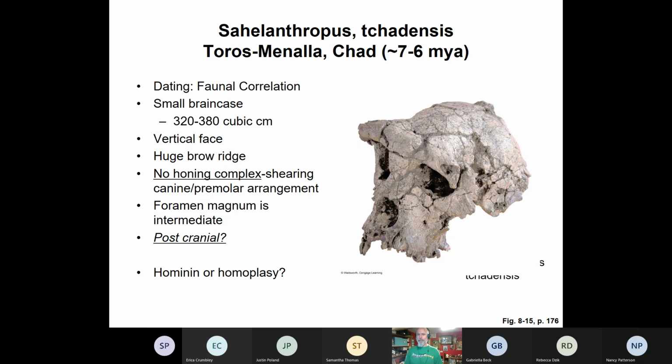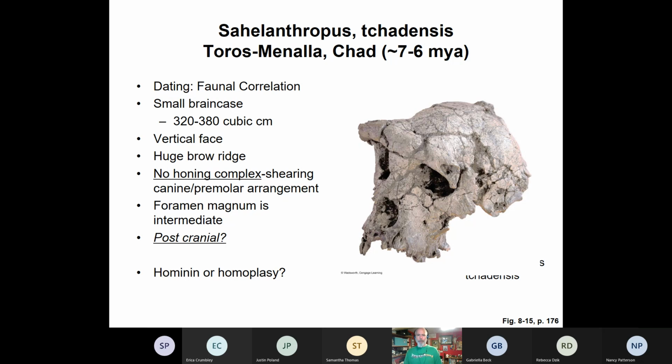So therefore, it was intermediate, somewhere in between, and that's a major signature for being able to walk upright, to develop the balance to walk upright. Interesting about Sahelanthropus is that there are no postcranial findings here. There's no lower body, just the skull. So that leaves open a question: is this a hominin, or is this homoplasy?